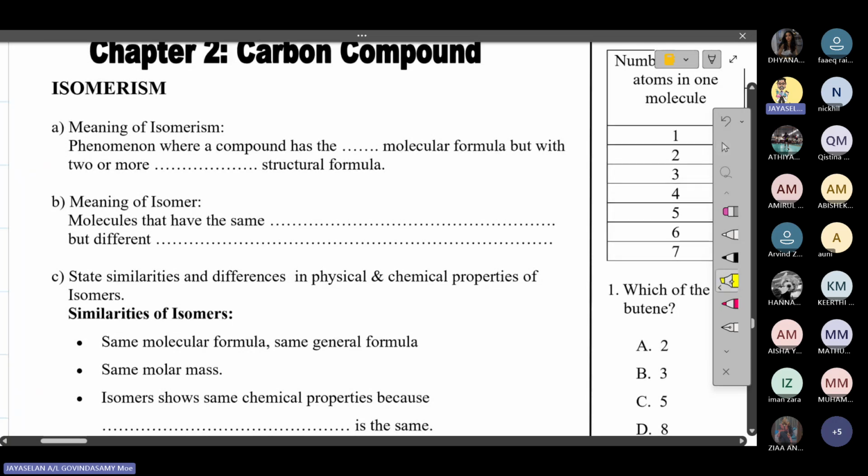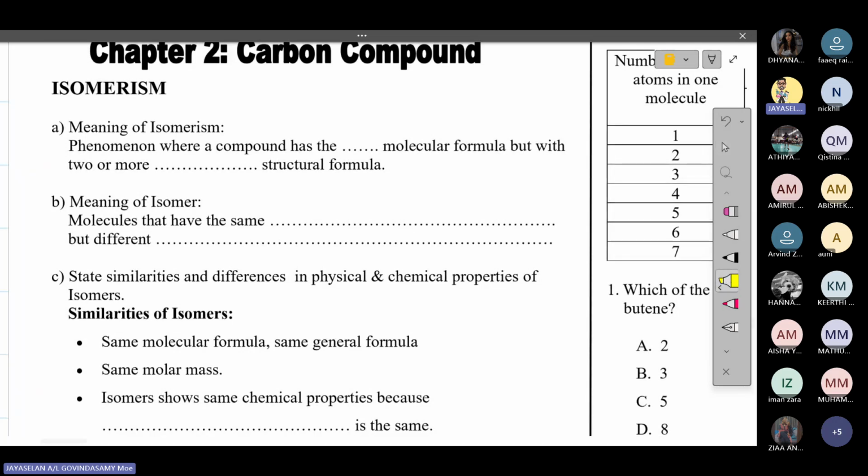Can I? Very simple. Isomer is the same as isotope. Same, different. Isomerism means you must put phenomena where a compound has the same molecular formula. Molecular formula means, for example, C2H4, C2H5OH. This is molecular formula. But it has 2 or more different structural formulas. Isomerism must be memorized. Okay, so for the exam tomorrow, memorize today.